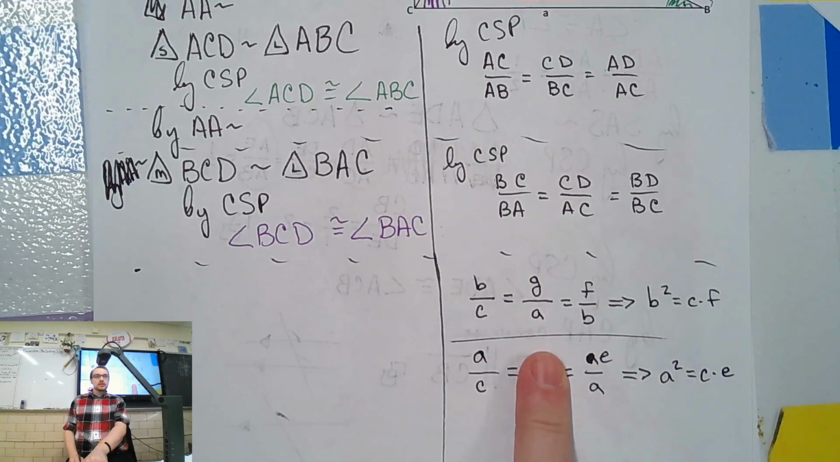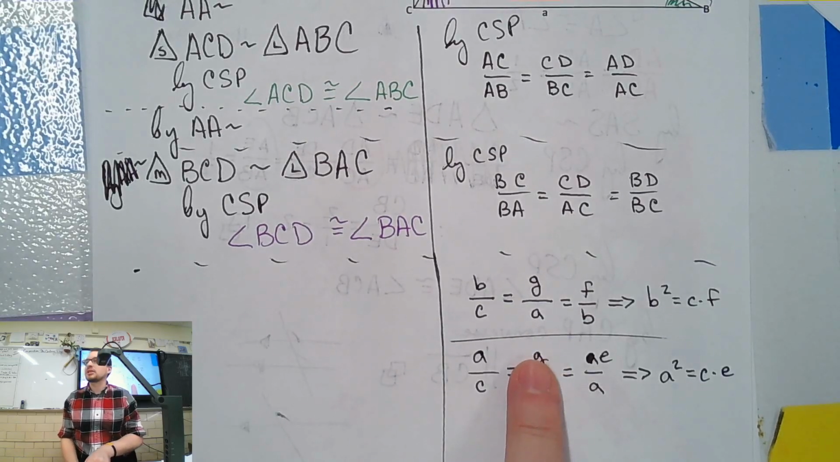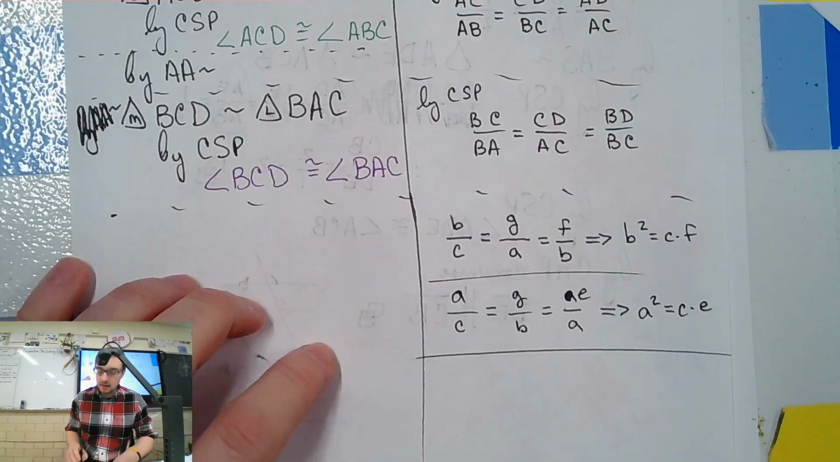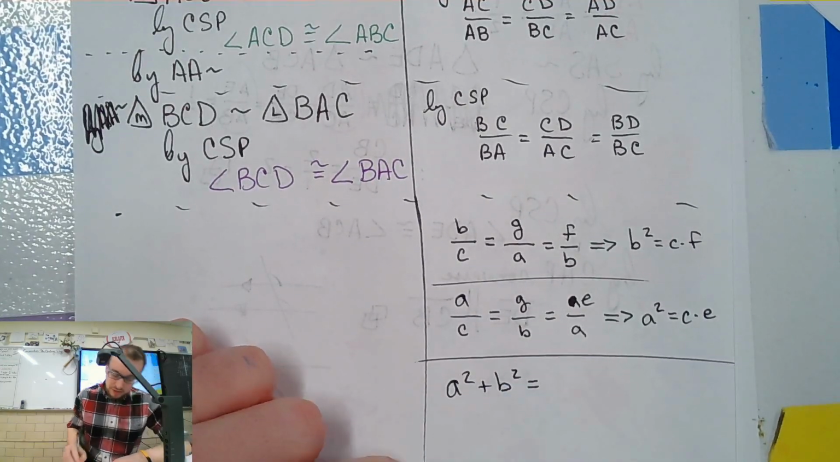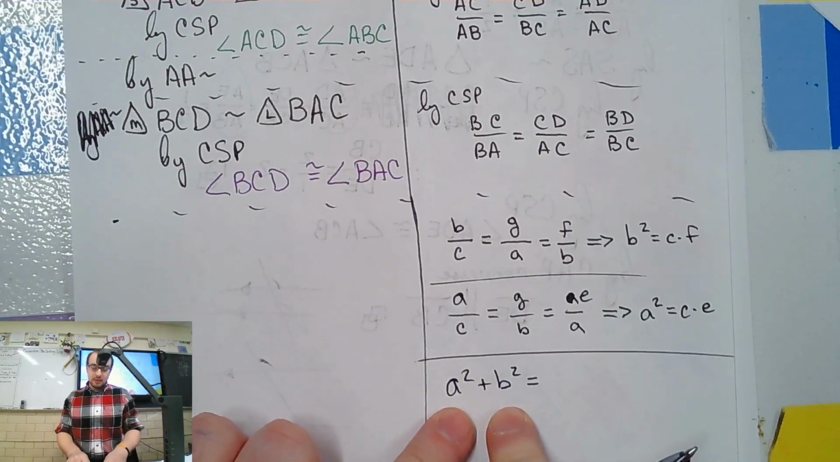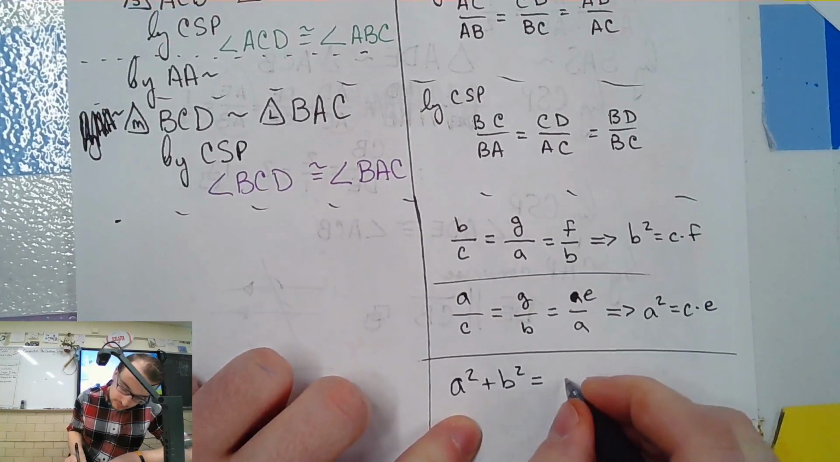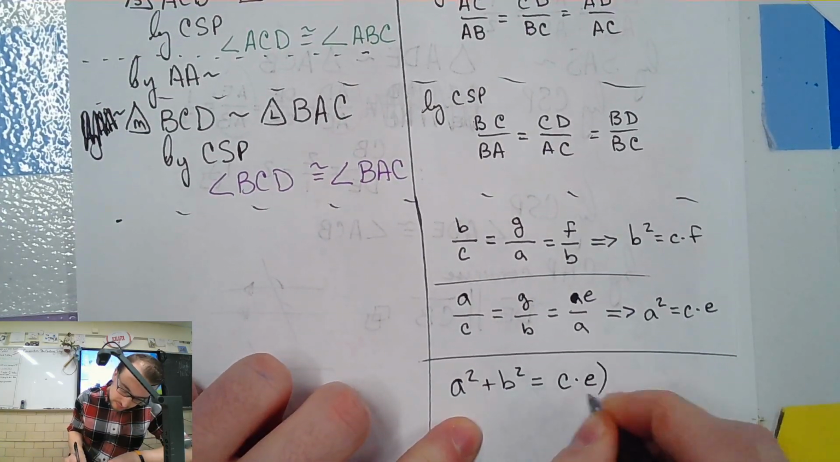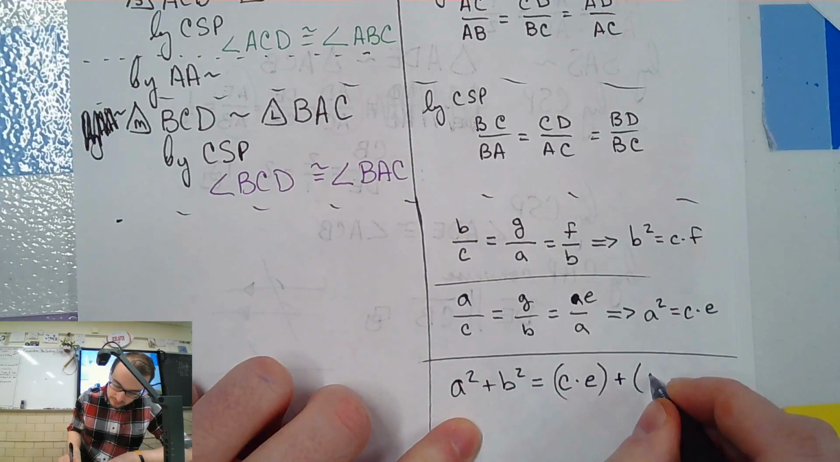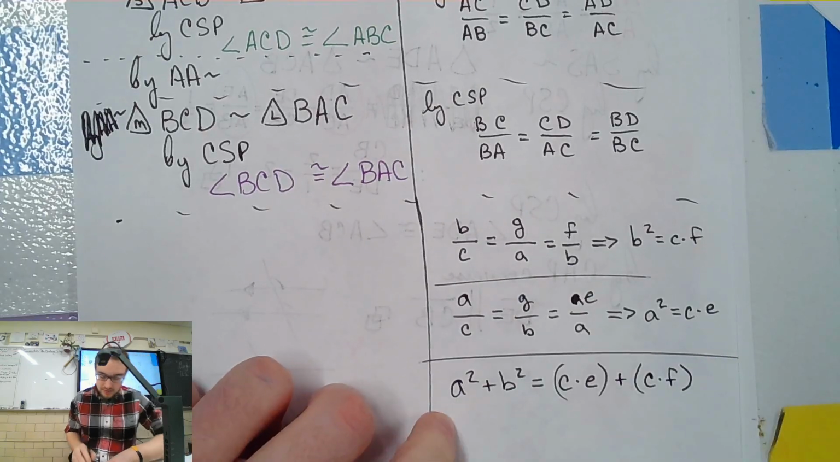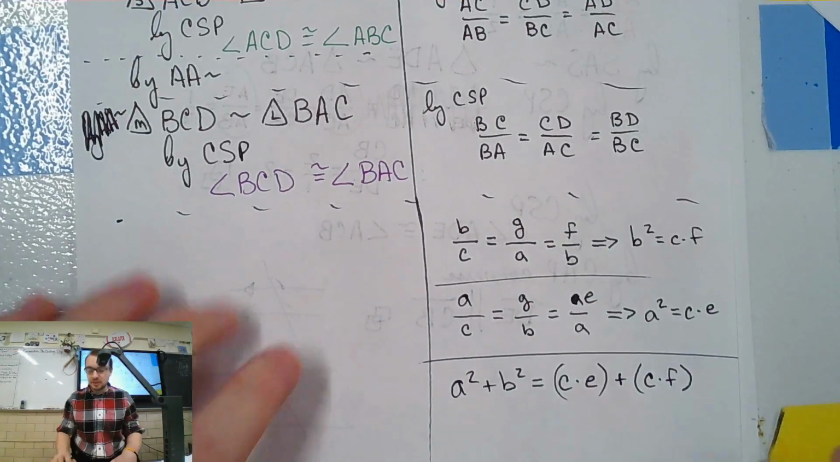All right, well we want A squared plus B squared, so let's make that happen. I'm going to take A squared and B squared and add them together. I don't know what they equal, but I do know what they equal individually, right? What does A squared equal? C times E. And what does B squared equal? C times F. So it should be true to say that A squared plus B squared equals C times E plus C times F, right?